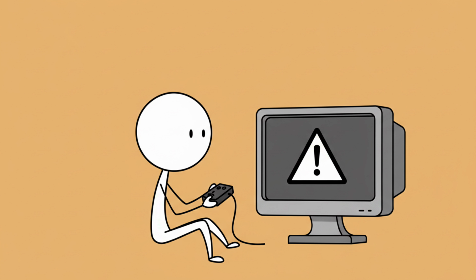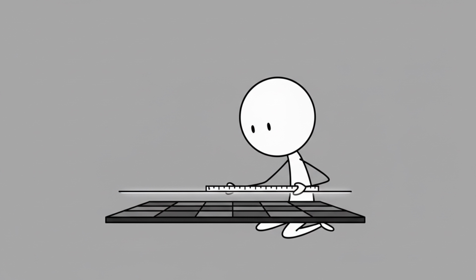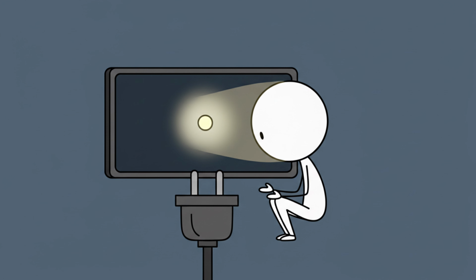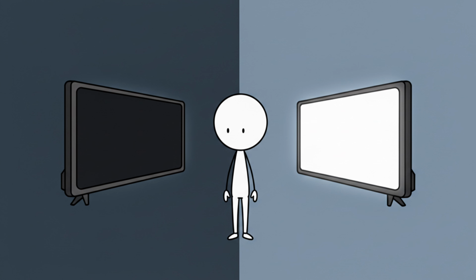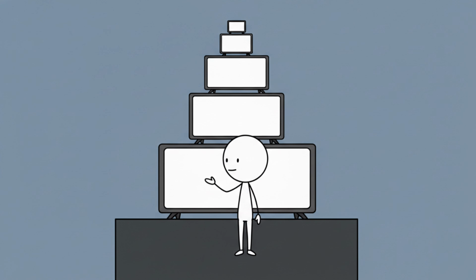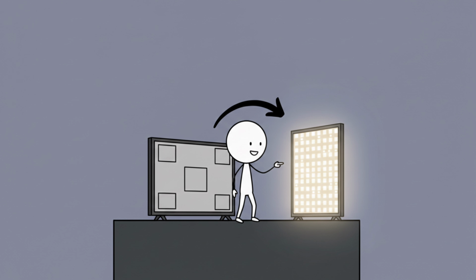The catch? FALD panels are thicker, usually 30 to 60 millimeters instead of 10 to 25. They cost more and use more power because of all those extra LEDs. You'll also see blooming, where bright objects create halos in dark scenes. And sometimes black crush, where dark details get lost when zones dim too much. But compared to edge-lit, it's night and day. Full array is the foundation that made modern premium LCD TVs possible. Next up, the technology that took full array to the extreme.